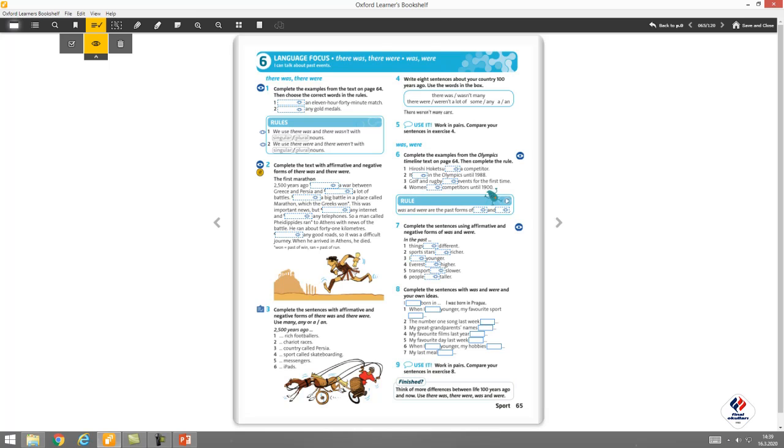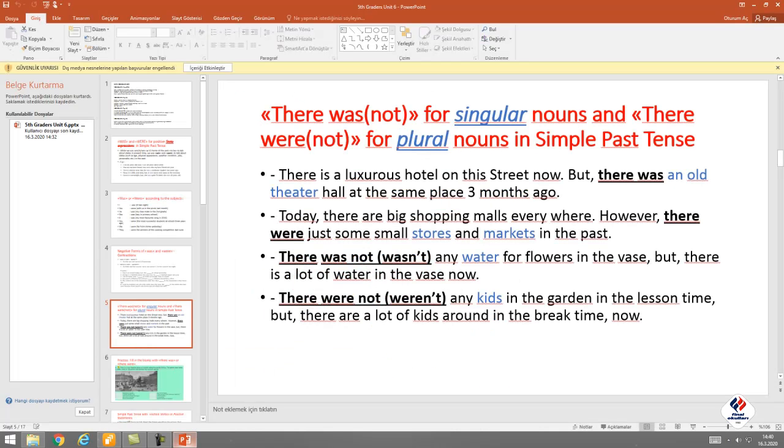But before getting started with this page, I want you to look at our slide here. Guys, you know that we use there is or there are to talk about people or things or objects or activities that are present or not present at the present time in simple present tense. For example, I'm looking out of the window right at the moment in this classroom, and there are some trees outside. There is some grass outside, there are some tall buildings outside, blah blah blah. But there aren't any students inside the classroom.